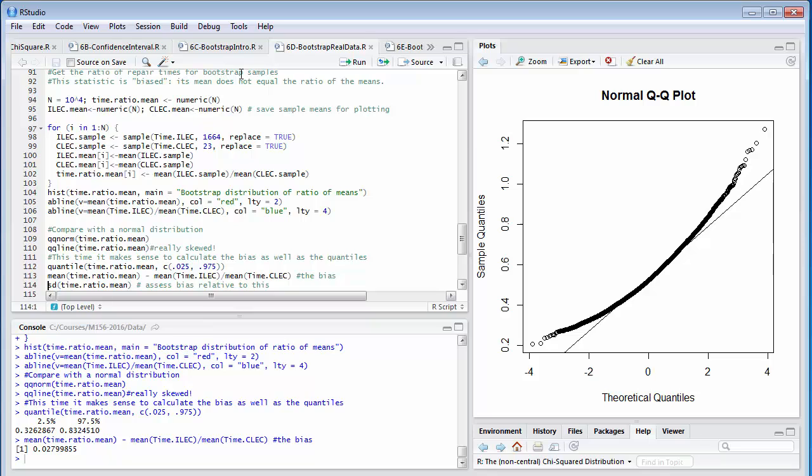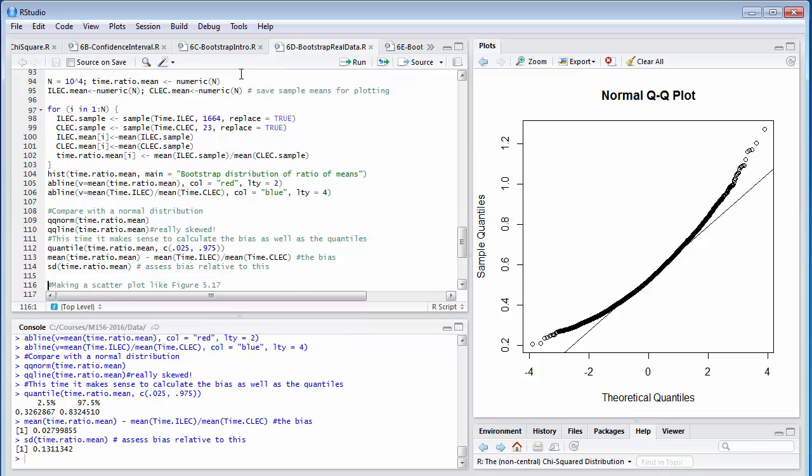Is that big? Is it small? Well, a reasonable thing with which to compare it is the standard deviation we get from our bootstrap distribution, which is about 6 times larger. So this bias is not 0, but it is not wildly significant.